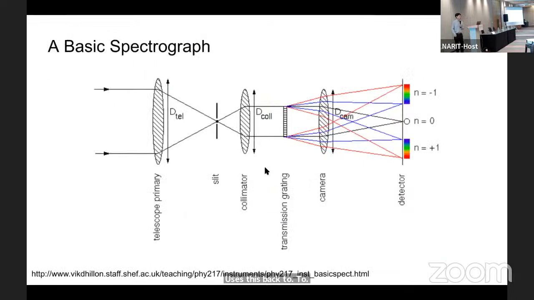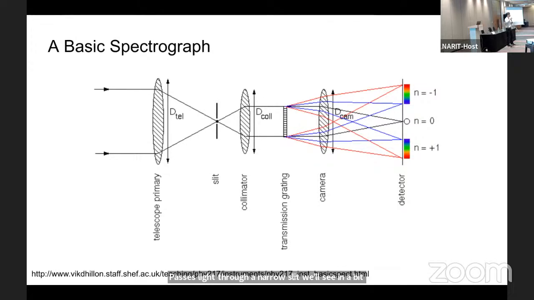So in the basic spectrograph, what we have is that you get light coming in from the sky, and then it will encounter the primary, either mirror or lens. Here it's just drawn as a lens, just to be simple. The light focuses onto a focal point, the focal plane. If you want to do imaging, this is where you put your CCD. But for spectroscopy, we will pass this light through a narrow slit. We'll see in a bit why.